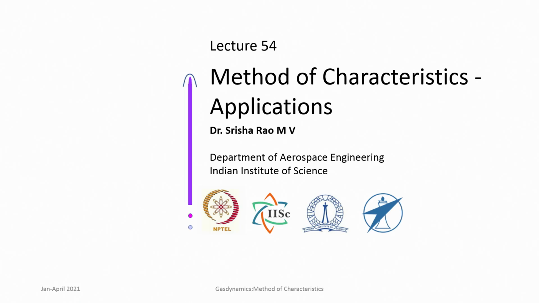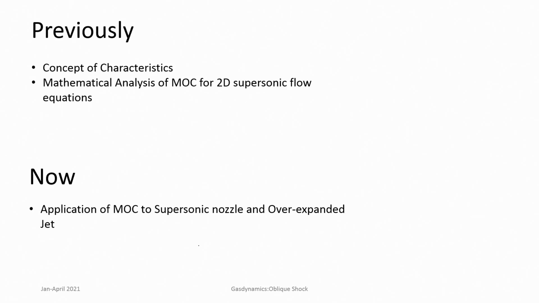So, we are looking at the method of characteristics approach to solve supersonic flow field problems in the case of inviscid, rotational, isentropic flows. In the previous classes we discussed what these characteristic lines are and how you get the characteristic equations and compatibility conditions for a 2D supersonic flow.